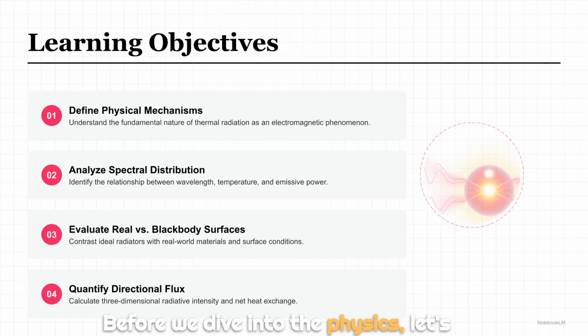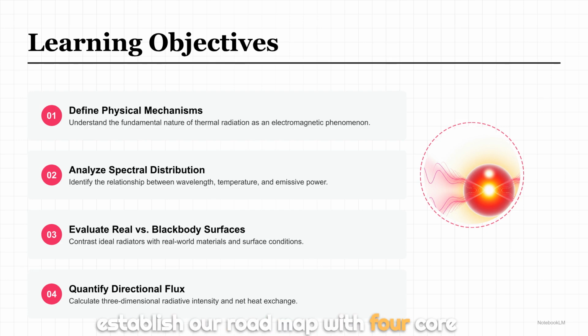Before we dive into the physics, let's establish our roadmap with 4 core learning objectives. First, under Objective 1, we will define the physical mechanisms of thermal radiation, establishing its nature as a pure electromagnetic wave phenomenon. Second, we will analyze spectral distribution, which means we'll look at how emitted energy is distributed across different wavelengths and how temperature alters this distribution.